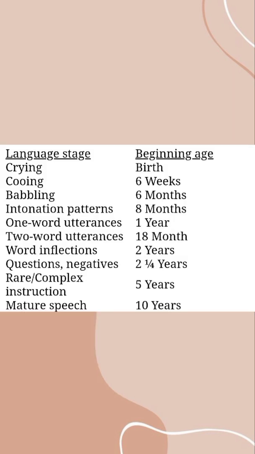And there are language stages and their beginning ages: crying, cooing at 6 weeks, babbling at 6 months, intonation patterns at 8 months, one-word utterances at 1 year, two-word utterances at 18 months, word inflections at 2 years, and so on.